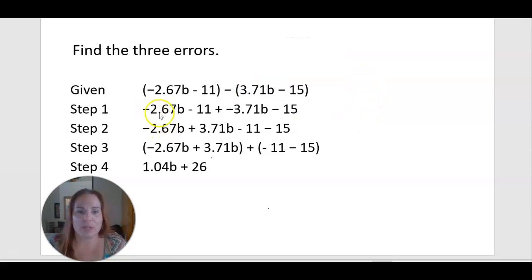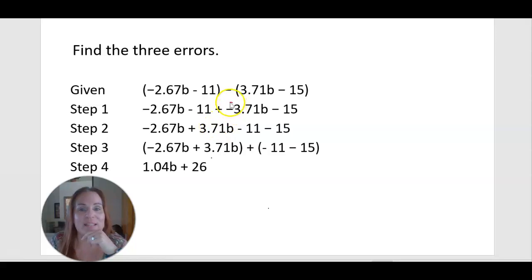So now let's look at what we have in step 1 and then what happened in step 2. So when I look from step 1 to step 2, I'm going to be comparing any differences, right? Comparing the steps and seeing if anything's different. So this term stayed the same. This -11 isn't right here, but I see it over here, so that's fine. This plus a -3.71b moved over here, but there's a problem.